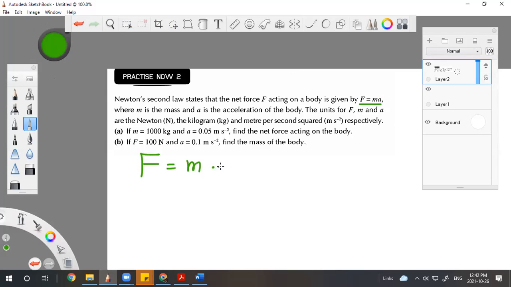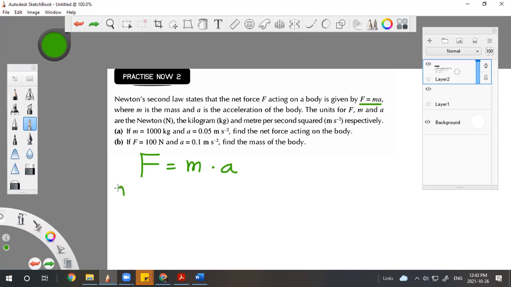Write it. Then, where m is the mass, a is acceleration, and the unit of F is Newton, right? F, m, a are in Newton, kilogram, and meter per second squared, respectively. It's important, but it's not essential.